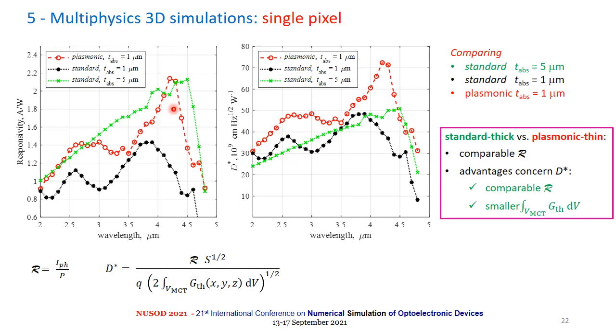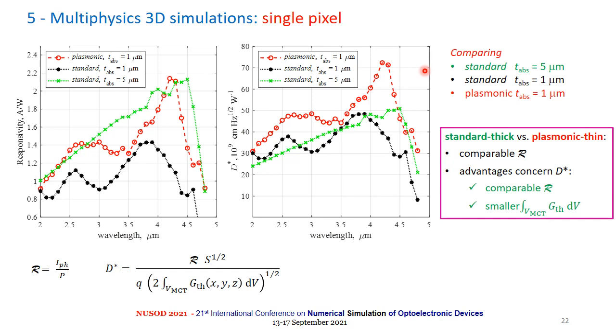And here the red lines show what happens if we add the nanorods to the illuminated face of the thinnest detector. On the left plot we see that we have almost recovered the responsivity of the thickest standard detector. Now shall we consider the right plot? The detectivity D star for the thinnest plasmonic detector, the red line, is the highest one. We have considerably increased it with respect to both the other two cases. So the outlined path is a good way to obtain high detectivity with very thin absorbers.